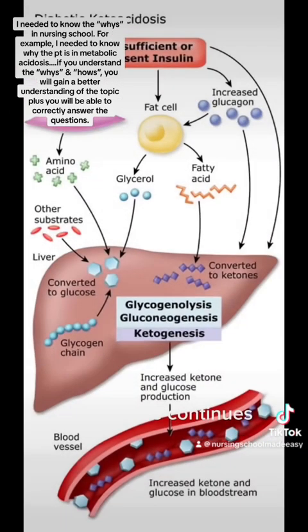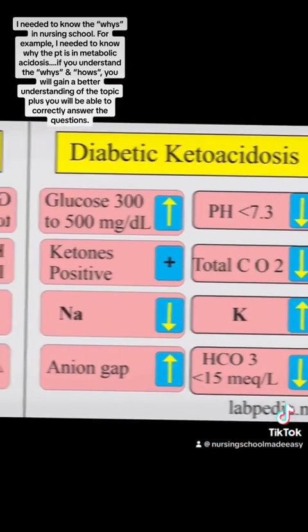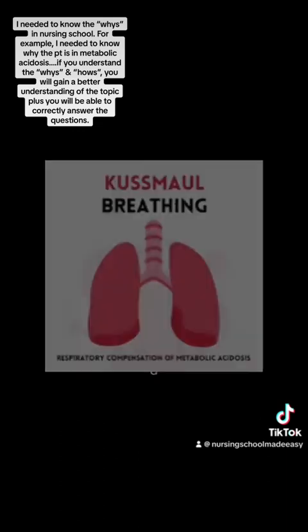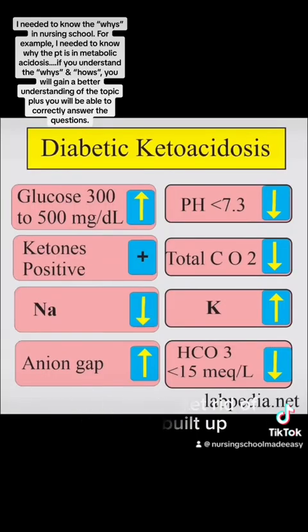So this cycle continues, and fat cells continue to release fat into the circulation, and the liver continues to make more ketones and ketoacids. This causes a rise in ketoacid levels, which causes the blood pH to become acidic. That is why these patients are always in a state of metabolic acidosis. Because of this metabolic state, patients will be breathing deep and rapid. We call this Kussmaul breathing. This is a natural response of the body when it's in an acidotic state, as it's trying to get rid of that built-up acid.